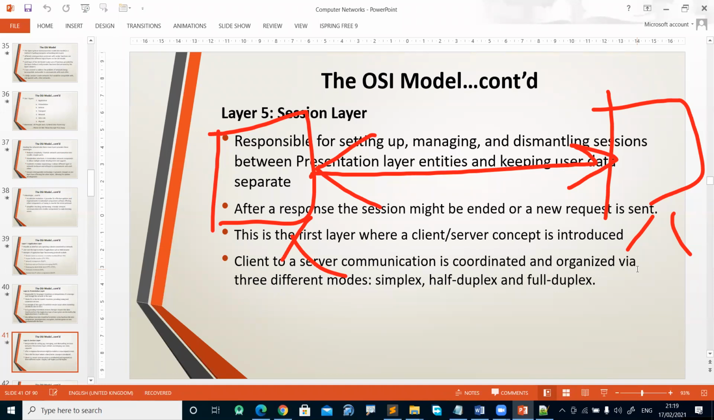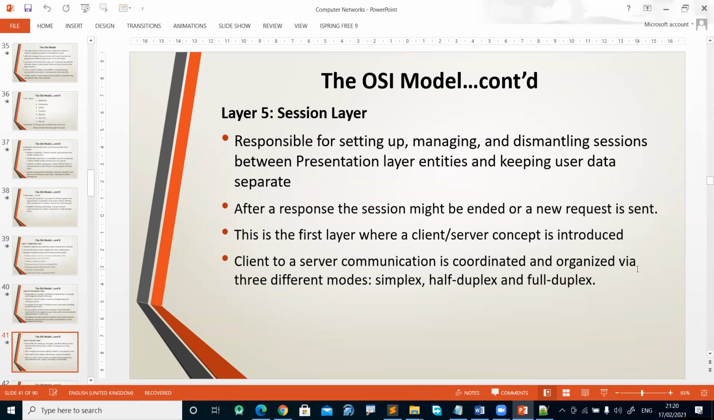A session, like for instance, a meeting. It's not exactly a meeting, but I'm using the word meeting so that you understand. Layer five sets up a meeting between the two computers so that they can talk. It will set up that meeting and manage that meeting. When the two finish talking, it will dismantle that meeting. The session layer is that session. A session is like the meeting time, the time you are seated in the meeting.